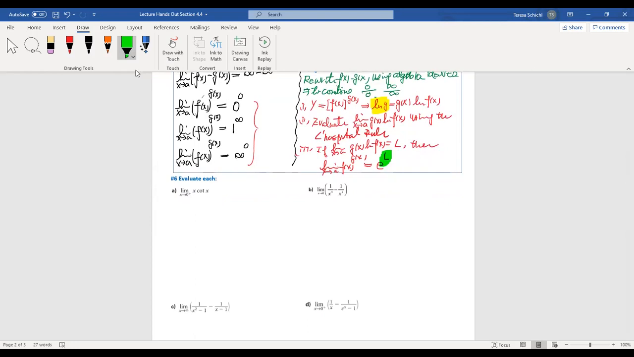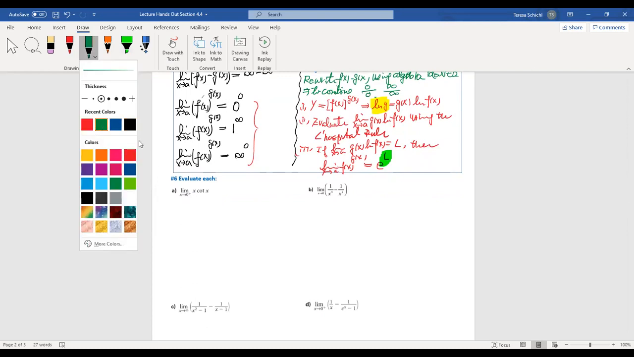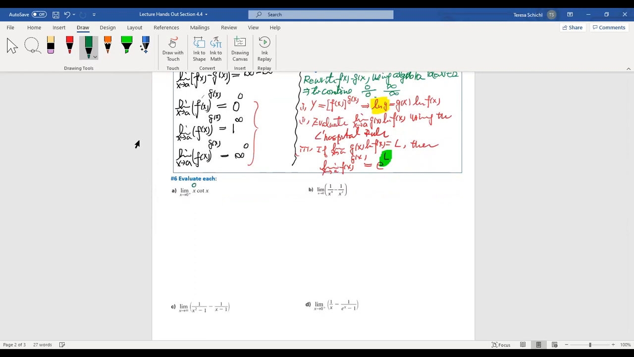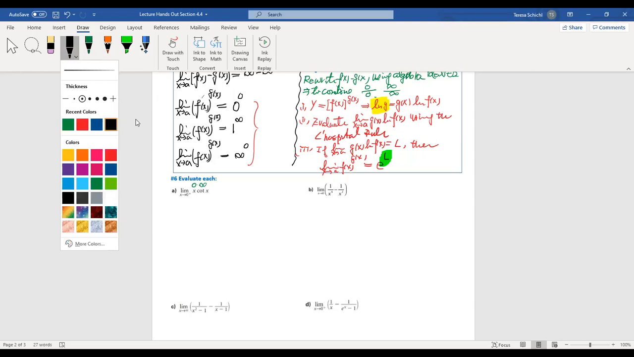And now let's try. The first thing here is the limit as x approaches 0 of x cotangent x. Of course, we always plug in. So x approaches 0, x is 0, so cotangent 0 is what? It is infinity. So this is a 0 times infinity situation. Then I need to flip one of them.